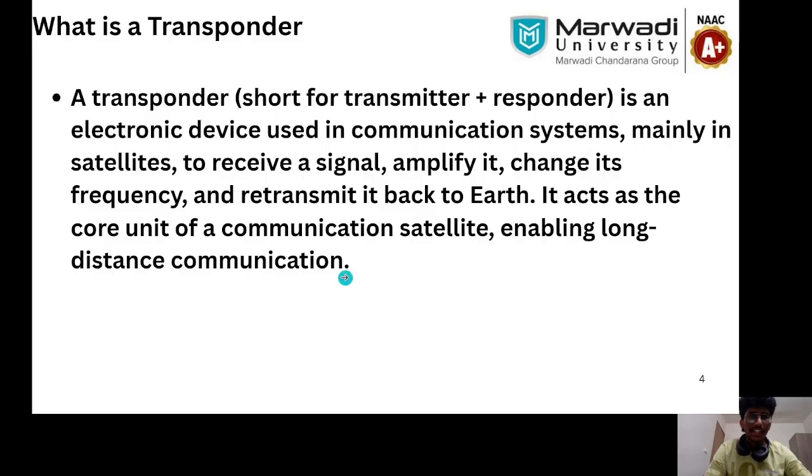And here, what is a transponder? A transponder is an electronic device mainly used in satellite communication systems. The word transponder comes from transmitter and responder. It receives signals transmitted from an earth station, amplifies them and converts their frequency, and then retransmits them back to the earth. A transponder acts as a signal relay unit in space.